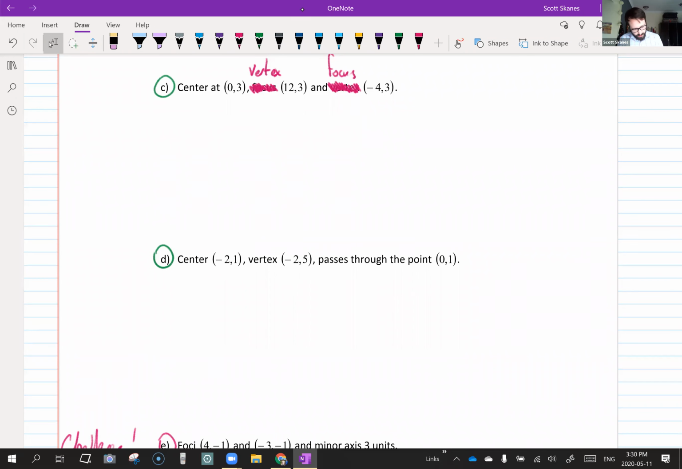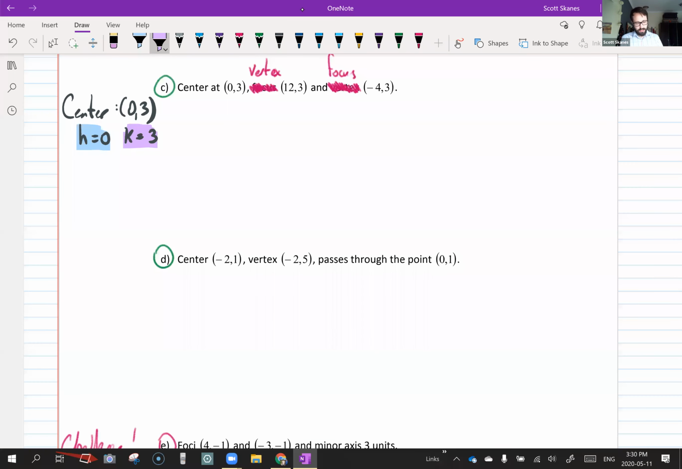So let's write down what we're given. Center at 0, 3. I know it's written right in front of me, but I want to make sure it's crystal clear. That means that H is 0 and K is 3. I usually put them in a highlighter, so why not? Let's just highlight them in case we need them later.